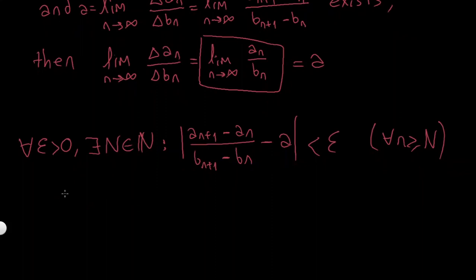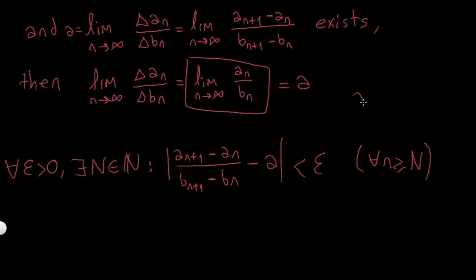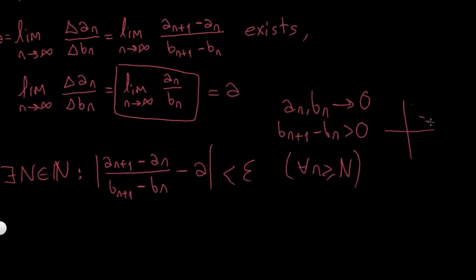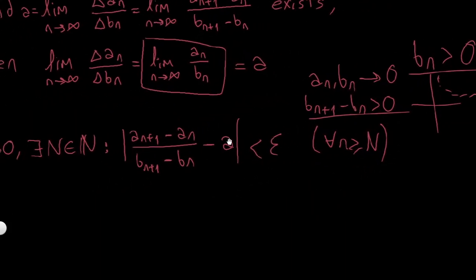I also know, let's note this, that an goes to 0, and bn goes to 0. And I know that bn is decreasing. So bn plus 1 minus bn is going to be negative. And since this is decreasing and going to 0, it's going to look something like this, so it will always be positive. So I can also say bn is greater than 0. We are going to use this, and I don't want to explain it during the solution. So we have this difference being of fixed sign, bn is positive, and both of these limits are going to 0.